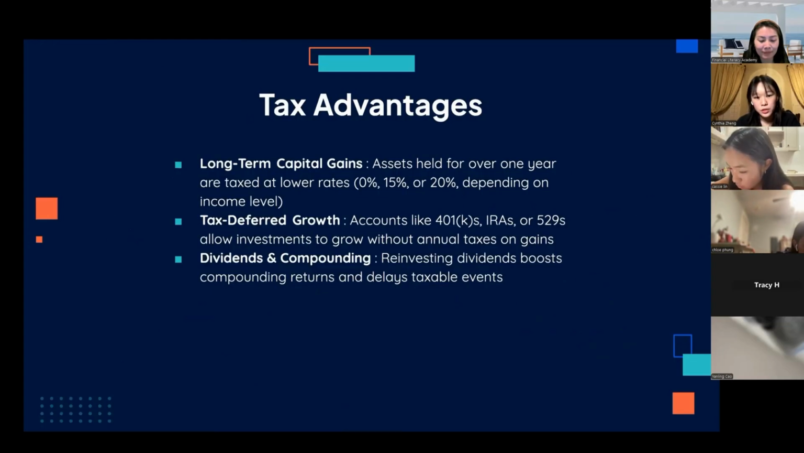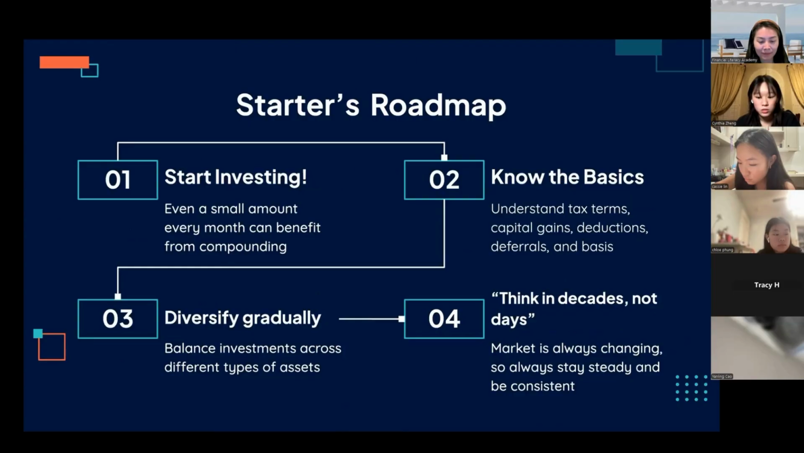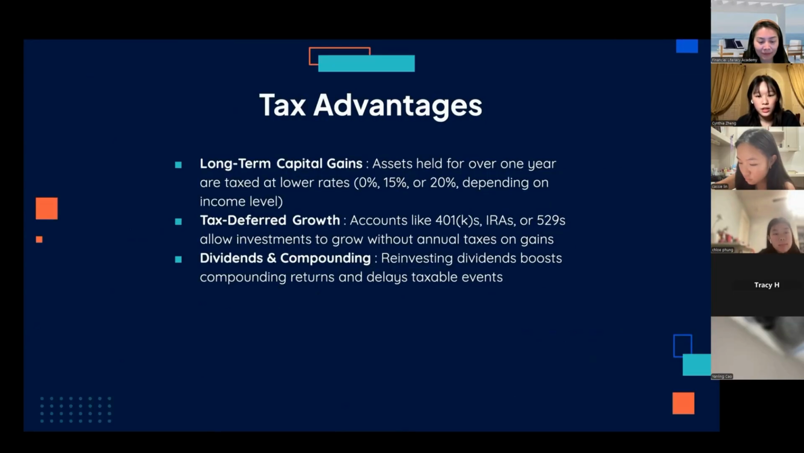Tax advantages. So long-term capital gains, for assets held over a year, there are lower tax rates, and these tax rates depend on your income. And tax-deferred growth, using accounts like 401(k)s, IRAs, or 529s, allows investments to grow without annual taxes on the gains. And then dividends and compounding help delay taxable events and also boost compounding returns over the years.